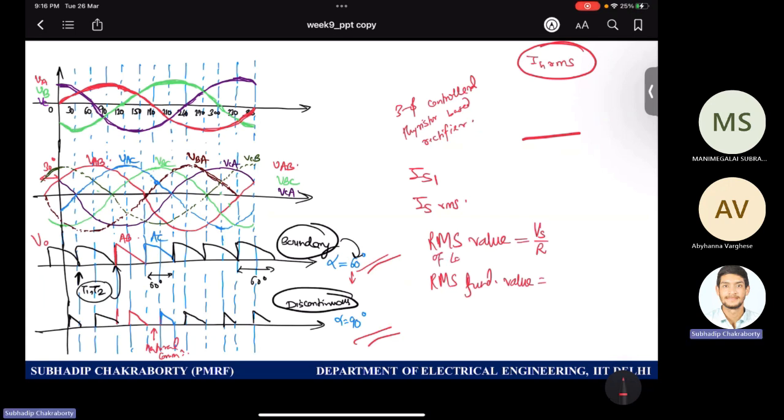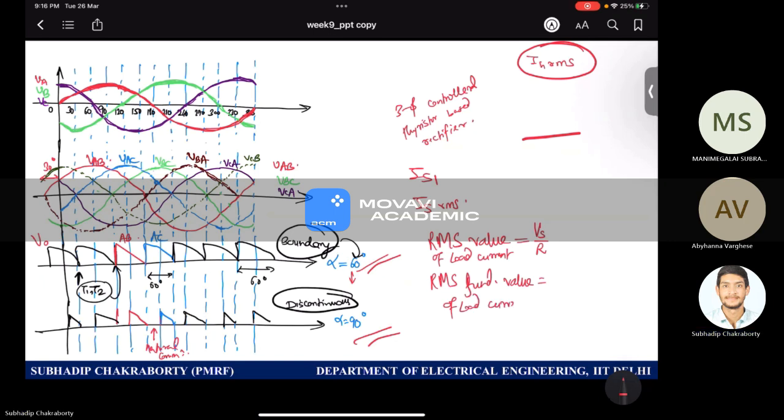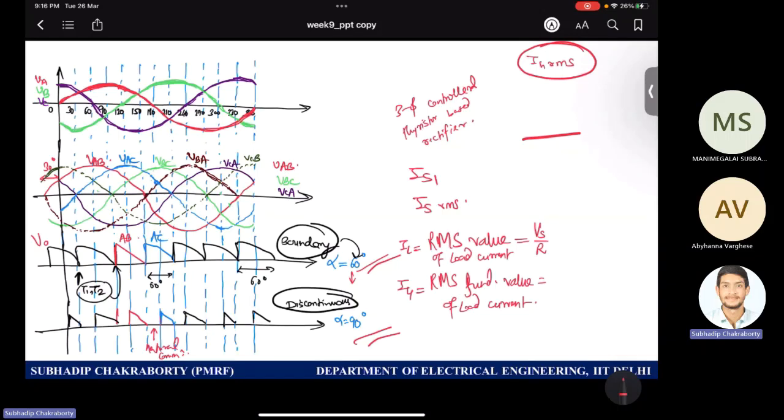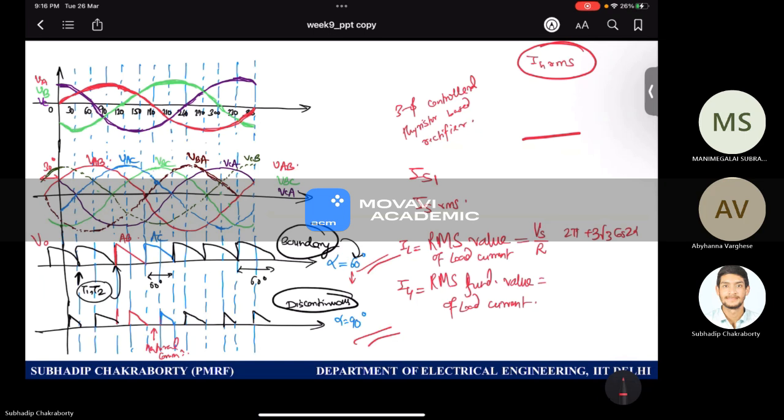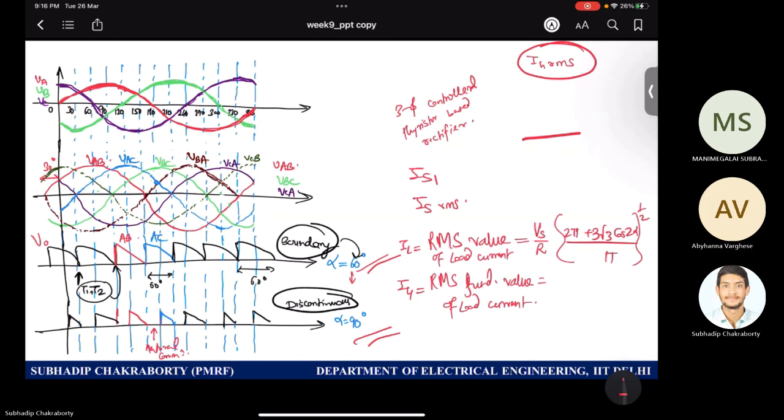The RMS value is of the load, and the RMS fundamental of the load current. First I want to give you the RMS value of the load current, that is IL, and then I will give you IL1. So this is Vs by R times (2 pi plus 3 root 3 cos 2 alpha by pi), whole to the power half. Is the screen visible? Yes, sir. Please note this down, that the RMS value of the load current you can get from here.